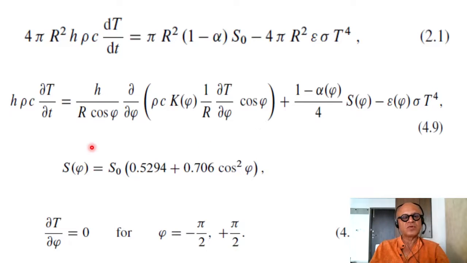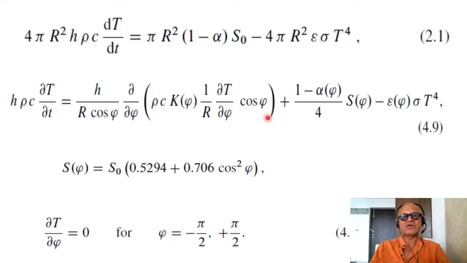So the simplest way to write the latitudinal distribution of solar energy coming in is to take the solar constant at the top of the atmosphere times some constant, 0.5294 plus 0.706 times cosine squared phi. So at pi over 2 this can go to 0, and depending on the season it can have a certain value, as we know.